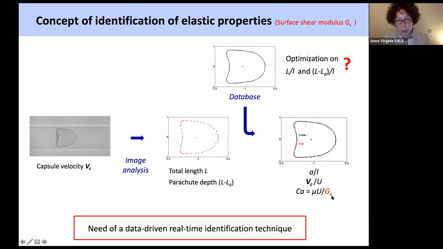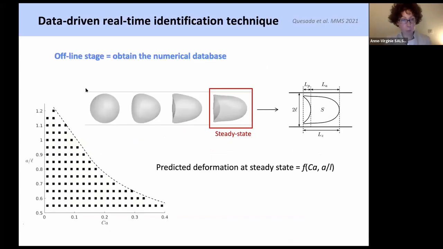For that, we really felt the need to automatize the process, and we needed a real-time identification technique based on the data that we had. So we created a technique that is data-driven. Offline, we do the numerical simulation, and then we do the identification. How do we do the identification? Let me go through it.